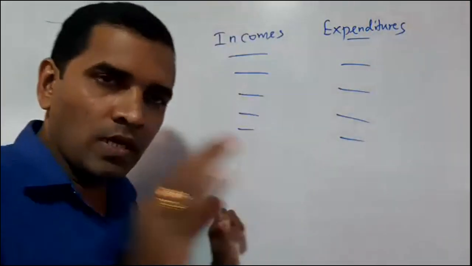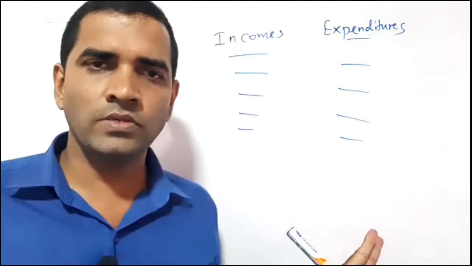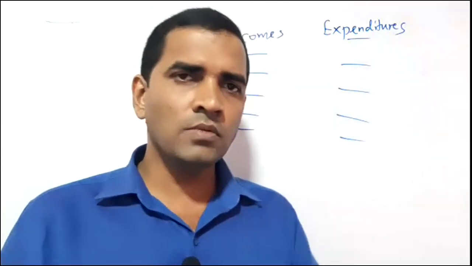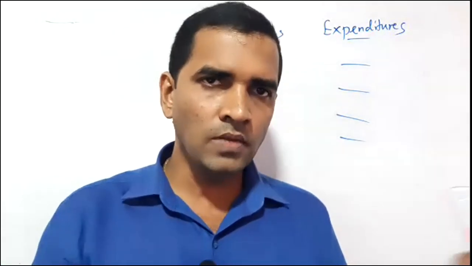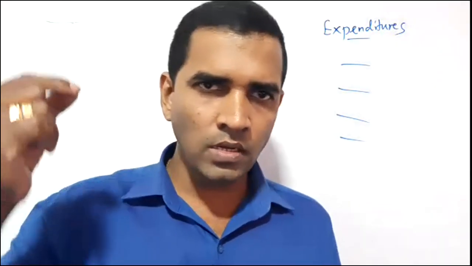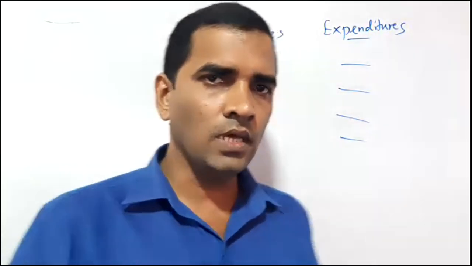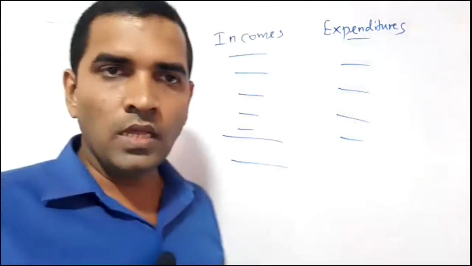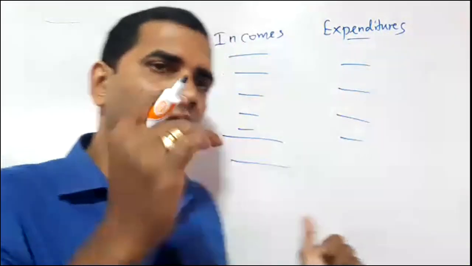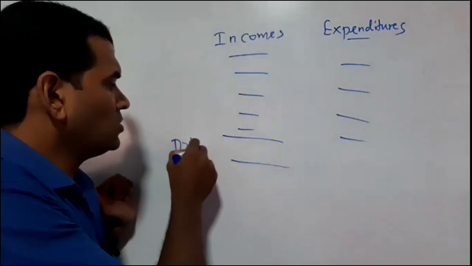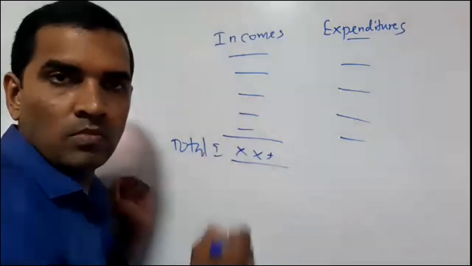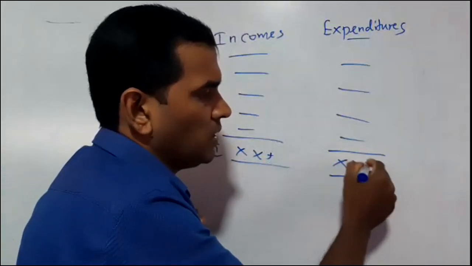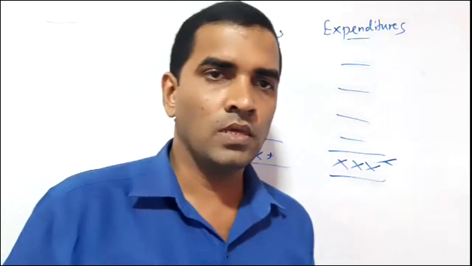So this is actually data. This is useless. If that particular shop owner keeps such things forever, it doesn't make any sense. He cannot get any benefit from this. So at the end of the day, that person definitely adds all the incomes to find the total income, right? There should be a total income. And also he has to add all the expenditures, to find the total expenditure.